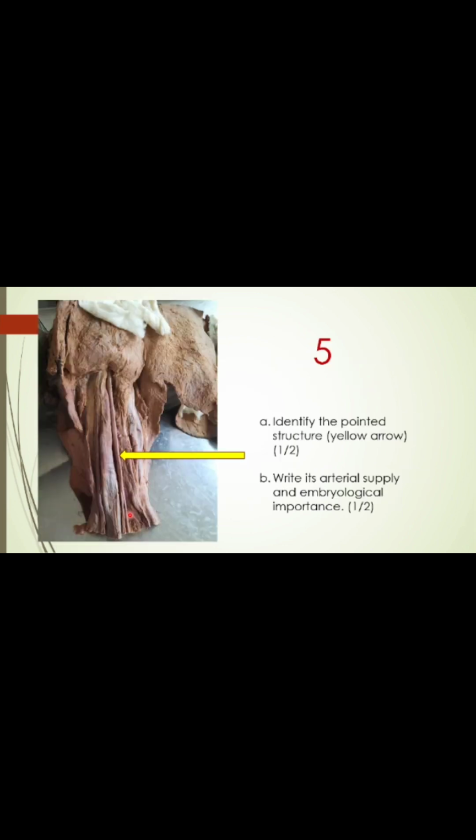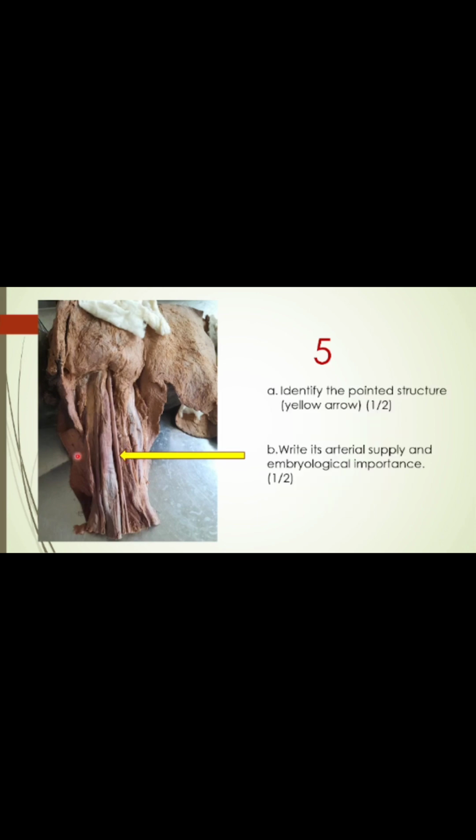We'll see the last question for the day. Identify the structure marked with yellow arrow. Write its arterial supply and embryological importance. So first we'll identify the region. So you can see the gluteal region here and the back of thigh. So the structure is a thick nerve. The thickest nerve in the body is the sciatic nerve. So the answer is the sciatic nerve.